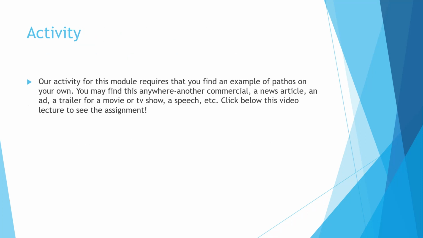Part of our activity for this module is you finding an example of pathos on your own. You can find this anywhere. You can pick another commercial, you can pick a news article, an editorial, an ad, a trailer for a movie or a TV show, a speech. You can pick anything that you want to. The activity has you exploring how they're using pathos and how they're connecting to an audience.